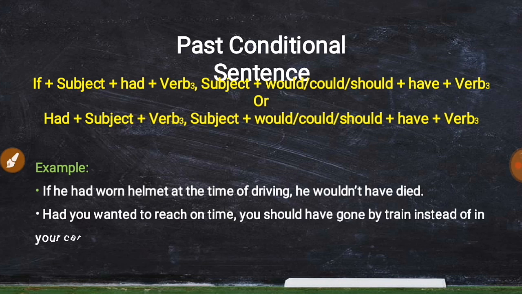Next one, had you wanted to reach on time. So here if is omitted, so had is in front of you. Had you wanted to reach on time, then you should have gone, should have plus V3 form is here, instead of in your car.